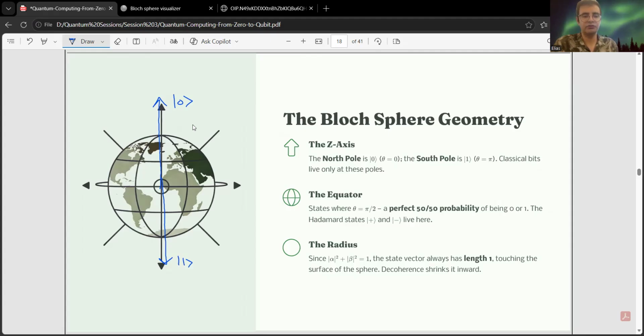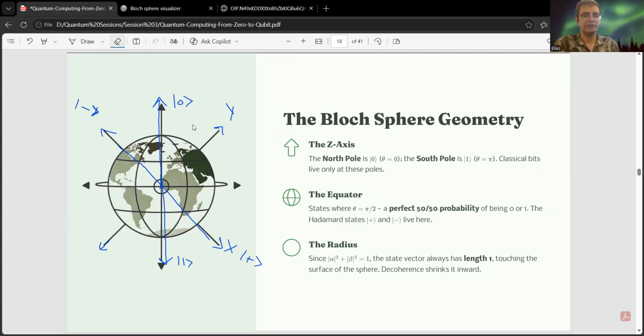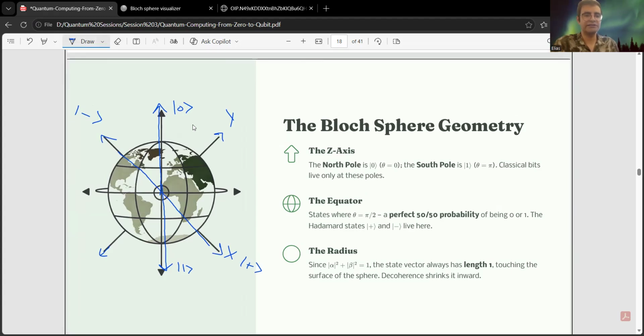Also, we have two more interesting states. One of them is X, that is here. And we also have the Y state. I'll talk more about them, but basically this X is also called the plus state. We show them like this, and this is minus. Here should be like that. Sorry, let me fix it. And also Y here is going to be i and minus i. So this is i, and this is minus i.